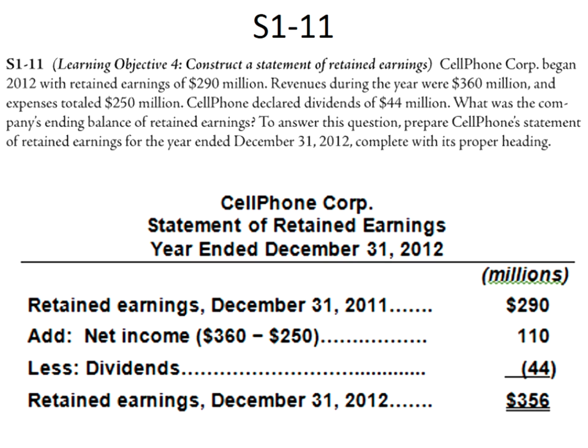Okay, and then what we do is we have a total then. So we're going to take our retained earnings of 290, add our net income of 110, and subtract our dividends of 44, and we get our ending retained earnings of 356.